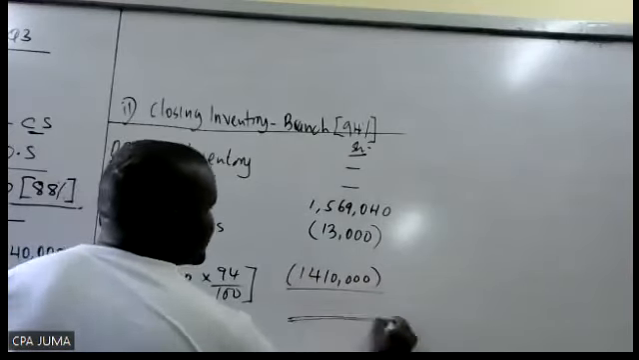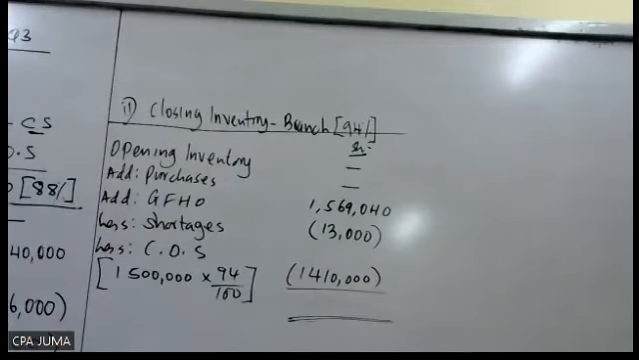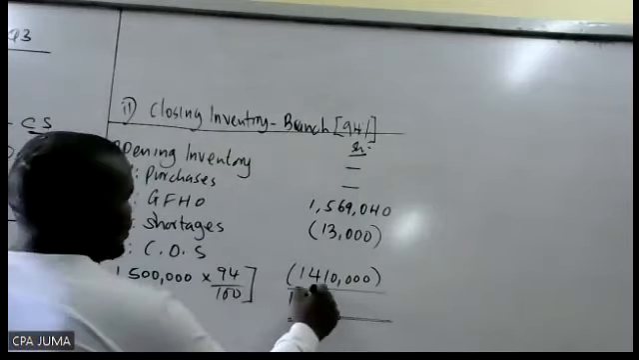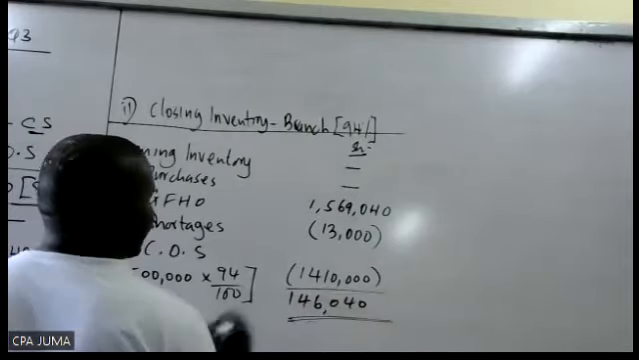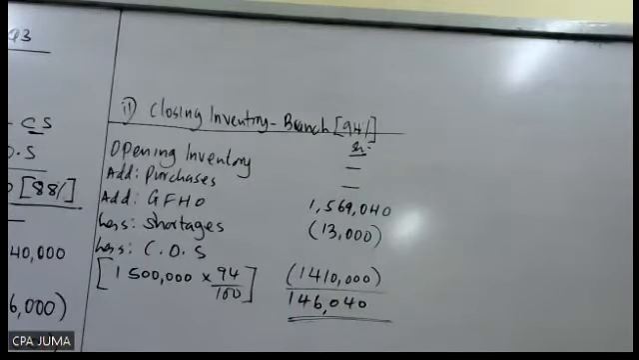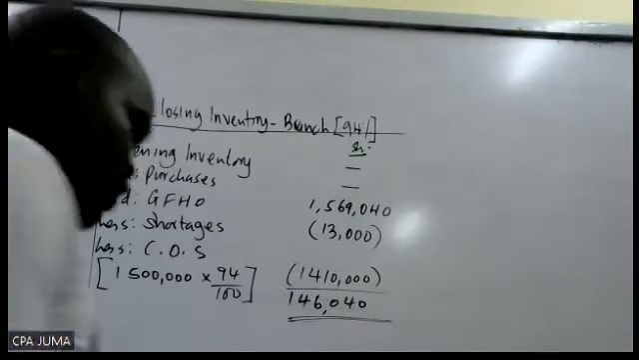So this is the closing stock in the branch. Can you give me that value? How much is that? Thank you. So those are the stock in the branch. That is how we do valuation of stock in the branch.